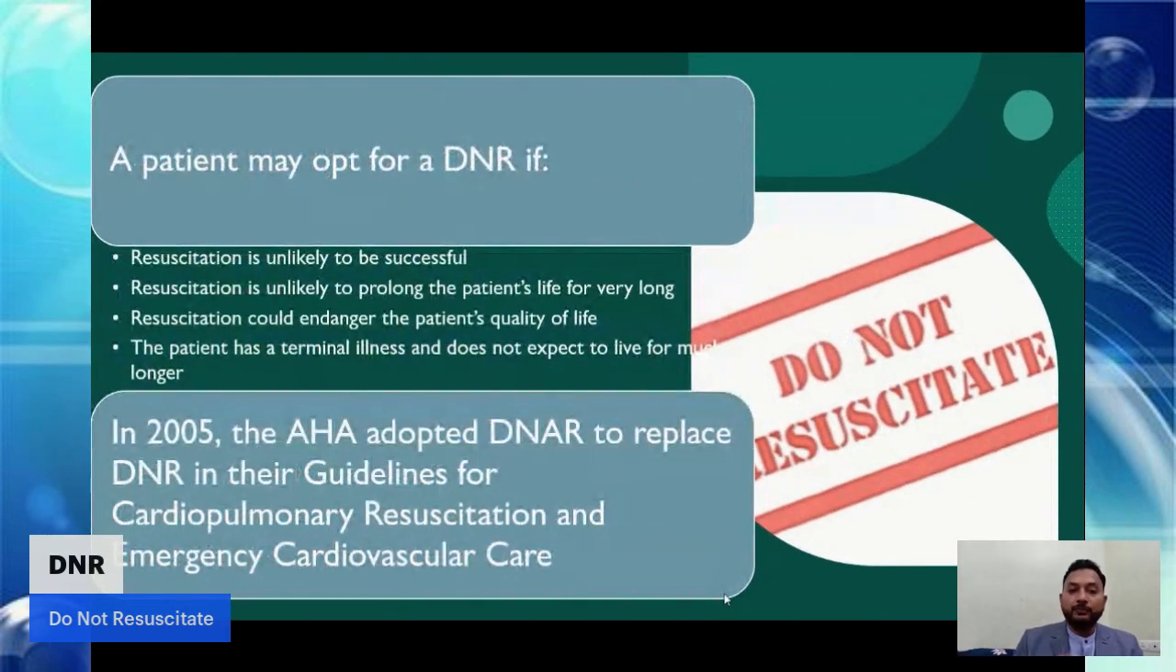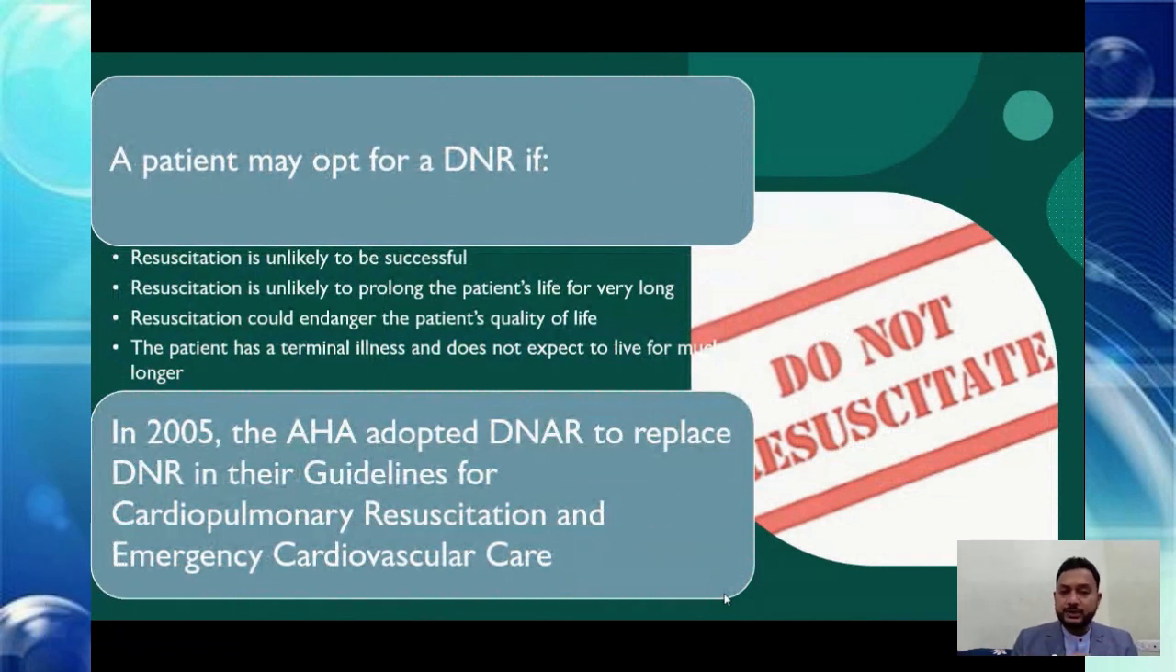A patient may opt for DNR if, number 1, resuscitation is unlikely to be successful. Number 2, resuscitation is unlikely to prolong the patient's life for very long. Number 3, resuscitation could endanger the patient's quality of life. Number 4, the patient has a terminal illness and does not expect to live for much longer. So in 2005, the American Heart Association adopted DNAR to replace DNR in their guidelines for cardiopulmonary resuscitation and emergency cardiovascular care.